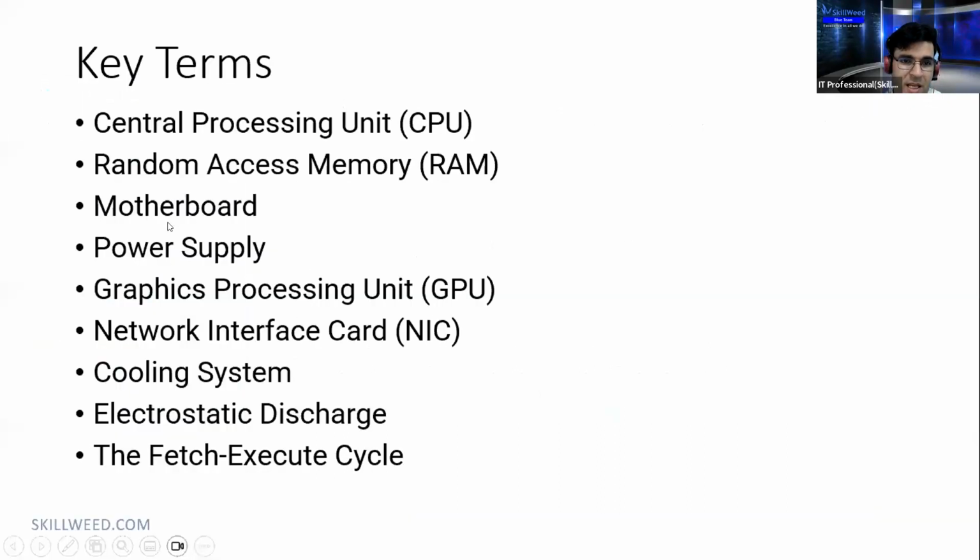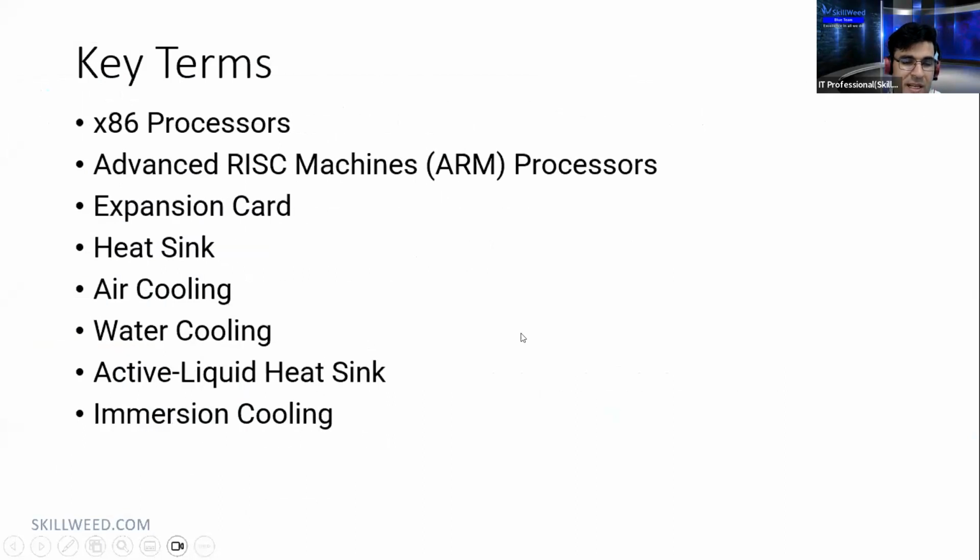Very beneficial, okay? You have motherboard, power supply, graphics processing unit like NVIDIA, network interface card, cooling system, electrostatic discharge, and the fetch-execute cycle, okay? One of the most important things is the processor types, okay? In earlier days, we had those 32-bit concepts. We still have that, but not in the majority as we had back then. Now most of our processors are 64-bit.